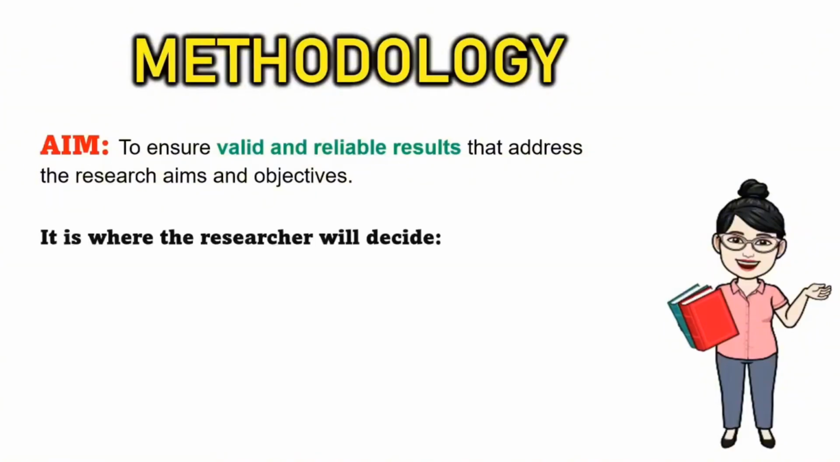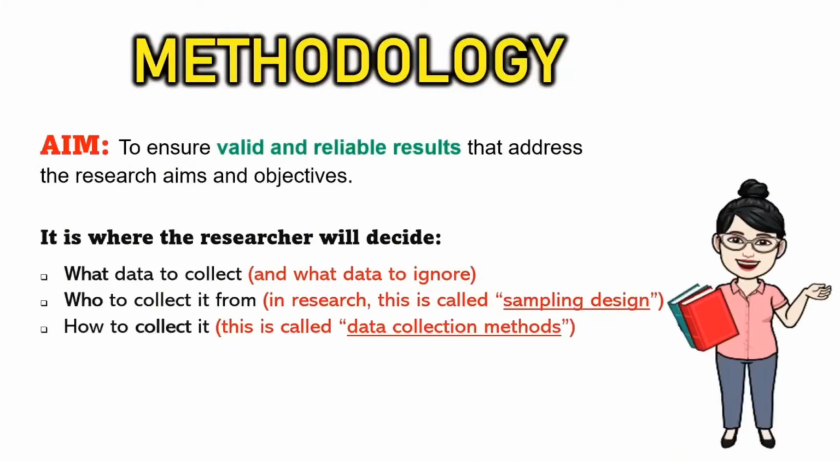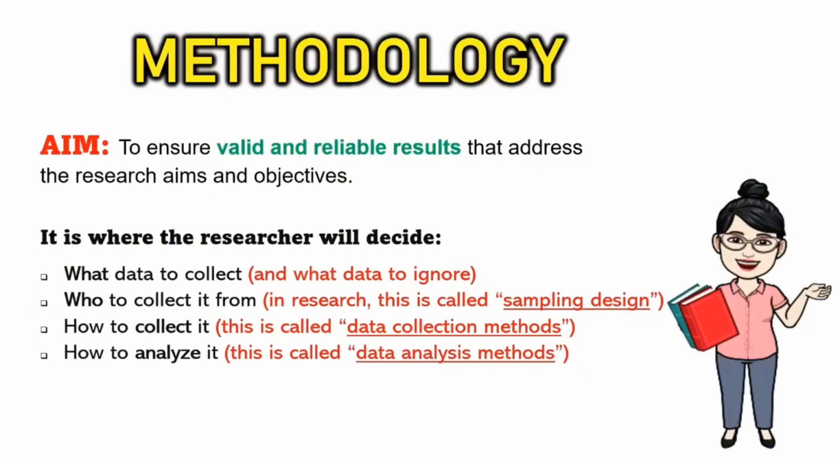It is where the researcher will decide what data to collect and what data to ignore, who to collect it from. In research, this is called sampling design. How to collect it. This is called data collection methods. And how to analyze it. This is called data analysis methods.